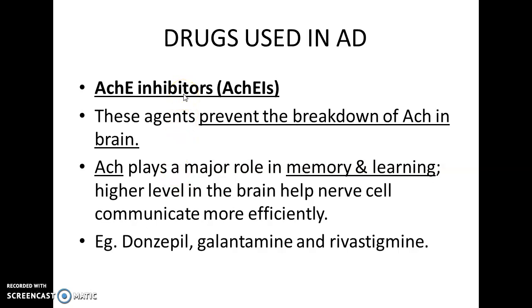Second category is acetylcholinesterase inhibitors. As I told you, acetylcholine plays the major role in Alzheimer's disease. So these agents prevent the breakdown of acetylcholine in the brain. Acetylcholine plays a major role in memory and learning, which we have already seen are the two parameters affected in Alzheimer's disease. A higher level in the brain helps nerve cells communicate more efficiently. Examples are donepezil, galantamine and rivastigmine.